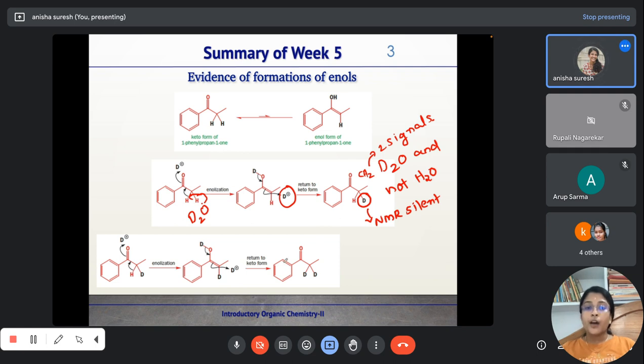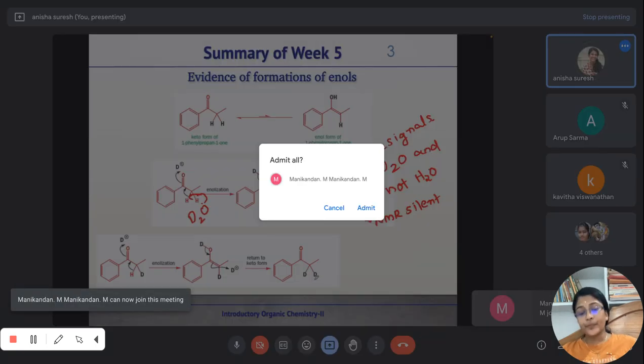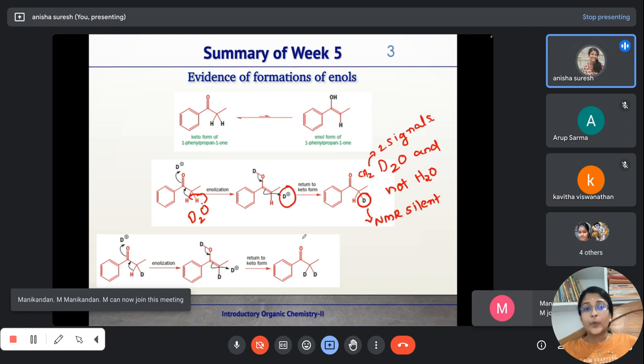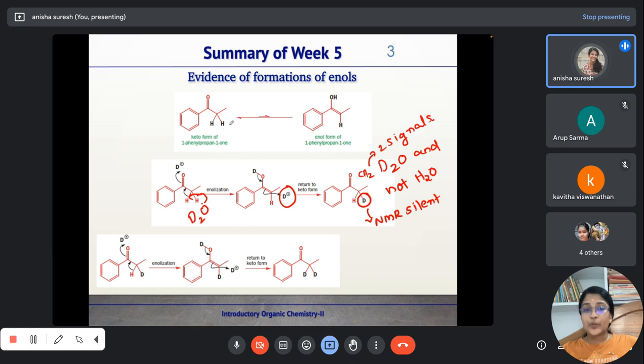So now once it is coming back to the keto form, the two hydrogens that were initially present in the keto form of 1-phenyl-propen-1-one are replaced by deuterium. So now in the NMR, we couldn't see these two signals of the CH2, two protons of the CH2. Instead, there will be two deuterium. So since deuterium is NMR silent, we will not be able to see any signals.